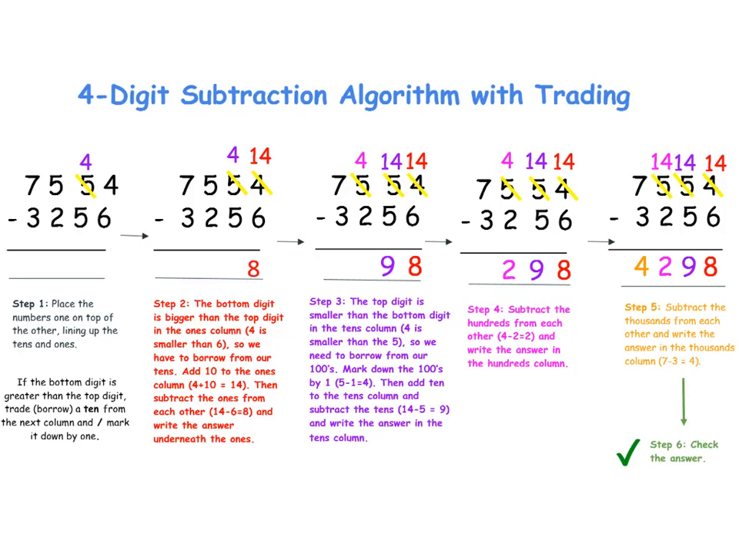Good morning everyone. Today I'm going to be showing you how to subtract 4-digit, 5-digit and decimals using the algorithm with trading. So let's get started. The first thing you need to do is place the numbers one on top of the other, lining up the tens and the ones.